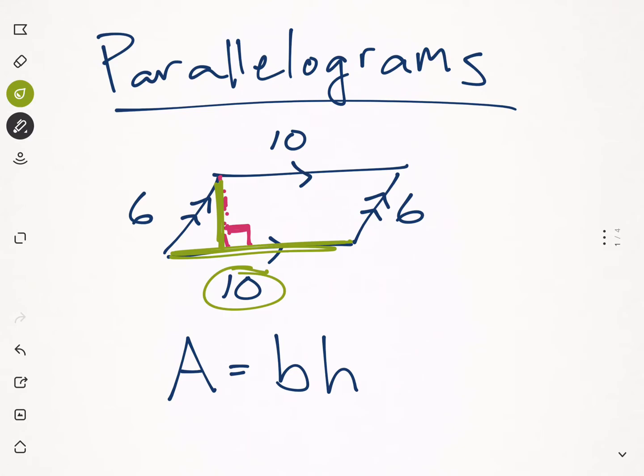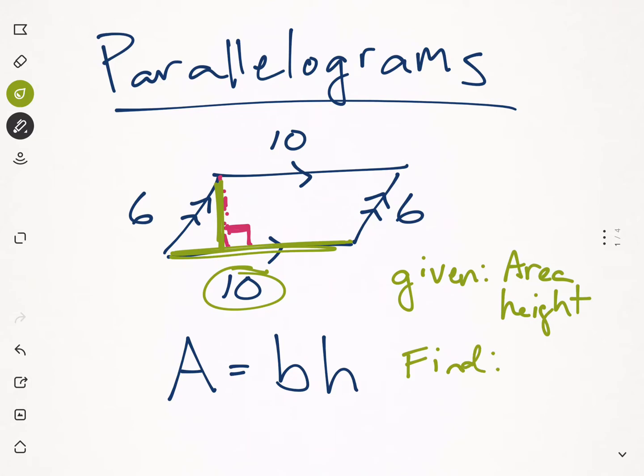Okay, what we're doing today is we are working backwards, and we're looking at if we are given the area, and we are also given the height, how do we find the base? Now, we could interchange base and height. So if we were given the area and the base, how do we find the height? So this is working backwards.